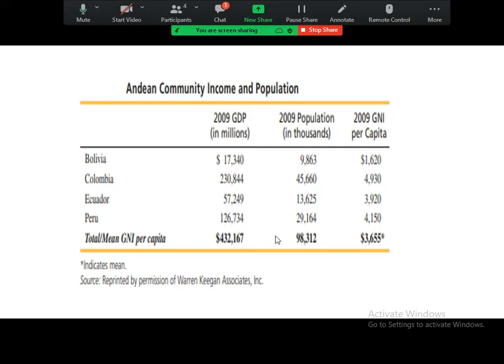Venezuela withdrew from the Andean Community in 2006. President Hugo Chavez declared that the community is dead after Peru and Colombia began negotiating free trade agreements with the United States. Venezuela is currently in the process of becoming a full member of Mercosur. Now, what is Mercosur? That we will learn now.